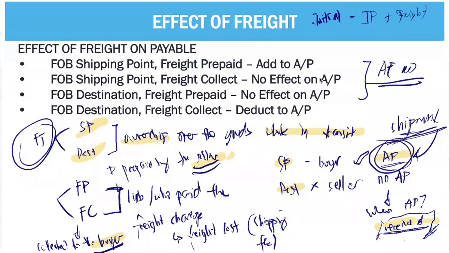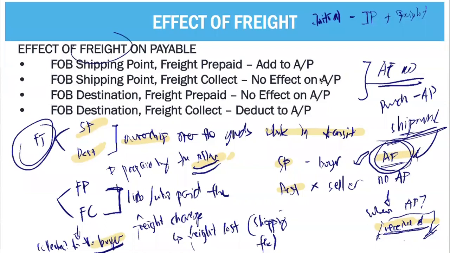Next, we talk now with the combination of these items. So we have your FOB shipping point freight prepaid, FOB shipping point freight collect, FOB destination freight prepaid, and FOB destination freight collect. So here are the items which affect your accounts payable. Take note, the purchase itself affects your accounts payable. We are now talking on the freight.